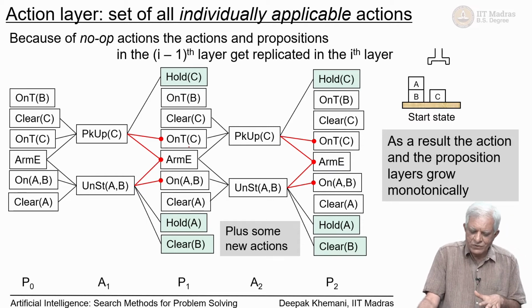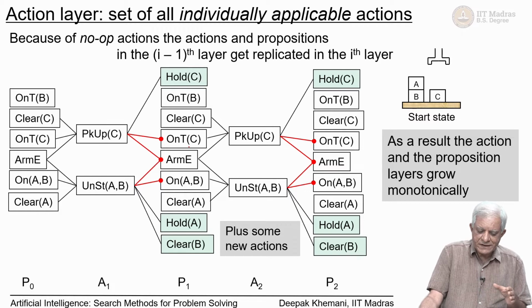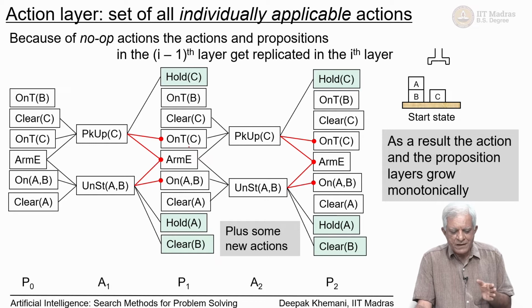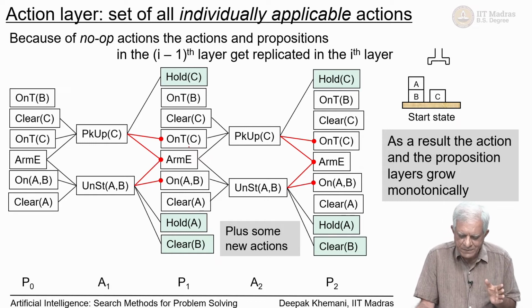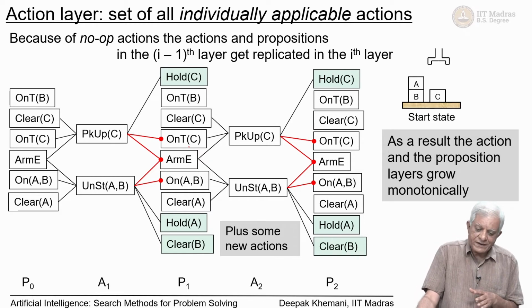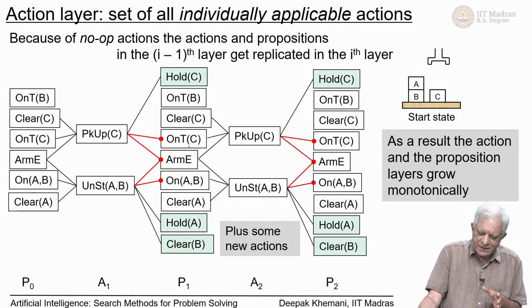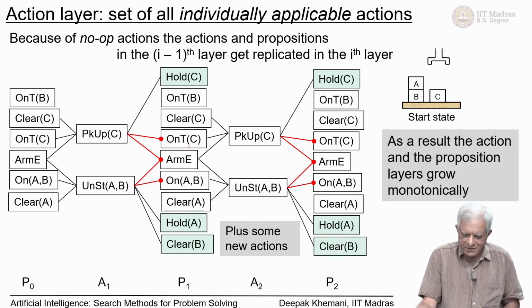Of course, there will be newer actions. For example, in the start layer we had pick up C and unstack A from B, which resulted in new predicates: holding C, holding A, clear B. This may result in newer actions which I have not shown here. But what I am talking about is the fact that because of no-op operations, any action which is there in layer Ai will be present in layer Ai+1, and any proposition which is present in any layer Pi will also be present in layer Pi+1.